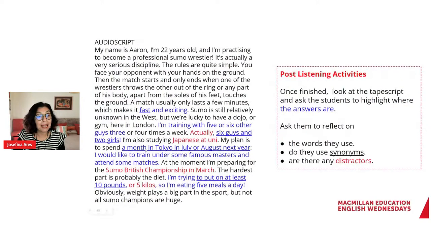In fact, the answer is, my plan is to spend a month in Tokyo in July or August next year. Okay, so that is actually the answer. This listening that I've pulled out from the Switch book is actually full of distractors, because it has a distractor in each of the questions. So in fact, it's a really good example of how in the listenings they use these distractors to try and catch out the students. Very important to have a look at these tape scripts, to look at the words that they use, if they use synonyms or not, how they reword the questions, and if they use distractors as well. Okay, so using the tape script after you've done the listening is something that I think is essential.